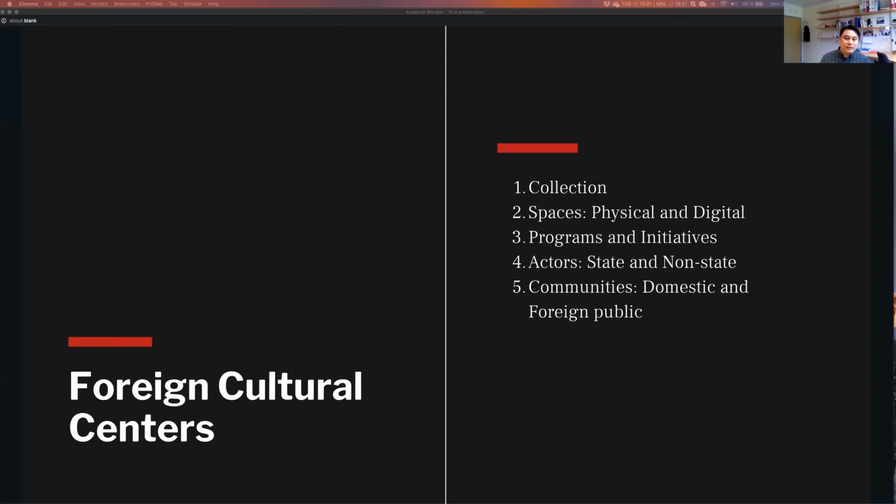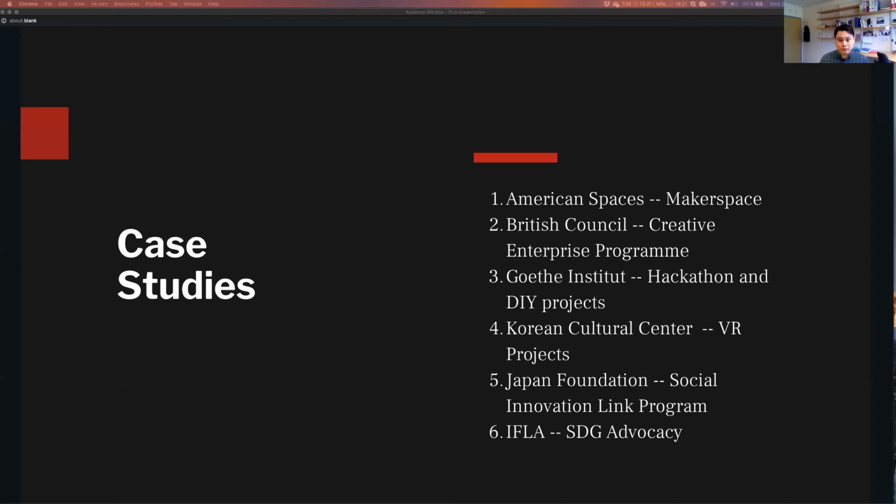And we've also seen the combination of physical and digital spaces, especially during the COVID-19 pandemic era. And also the changes in programs and initiatives and changes of actors and communities involved in cultural diplomacy. And now let's proceed with the case studies.